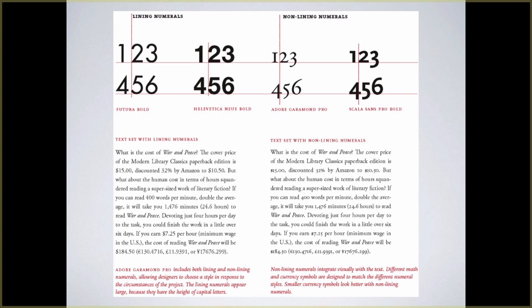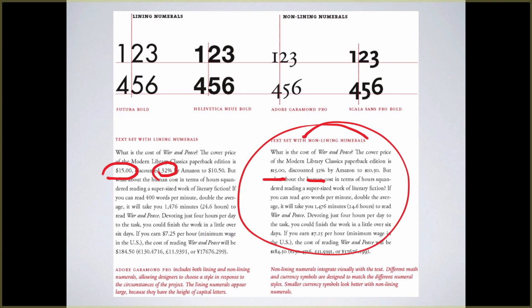so I know this is not as easy to see. Look here at the $15. It stands out. The 32% right there stands out. It's really big. If you look across at 15 and 32, it reads into the flow of the text. You guys see how that works? So by using these non-lining figures in a paragraph format, we can make the text flow and we don't get stuck on the $10.50 or $15.